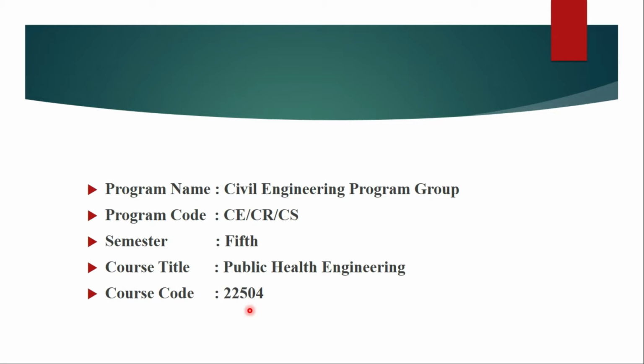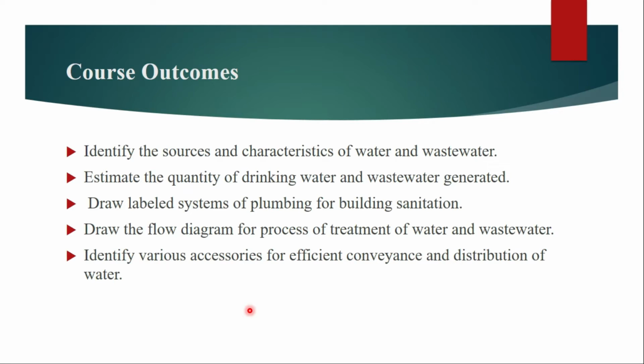Now, the next slide is course outcomes. So, let's see what course outcomes are. After completion of a chapter, we learn something new from that chapter, which is our outcome, and hence the term is known as course outcome. The course outcomes of this subject are given below. The first course outcome is identify the sources and characteristics of water and wastewater. From this course outcome, we learn about the sources of water and also the characteristics of water and wastewater.